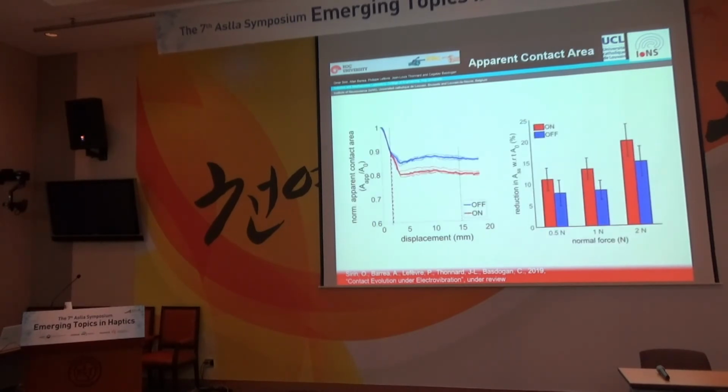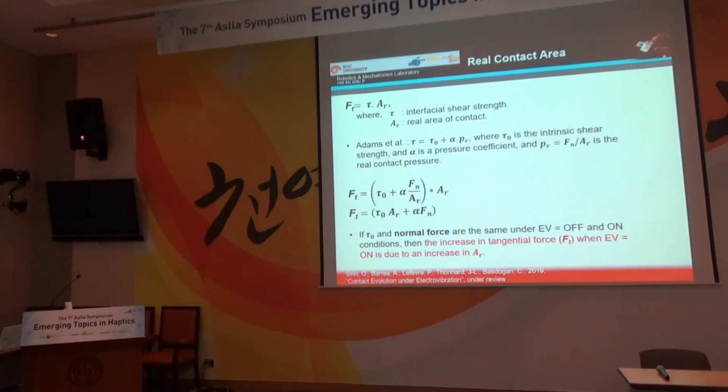But the surprising result here is that the red bars show the case when the electrovibration is on. This diagram shows the reduction in apparent contact area. You can see the red bars are higher than the blue bars, indicating the percent reduction in apparent contact area. So very clearly, the apparent contact area is reduced. So what happens then? How do we feel an increase in friction?